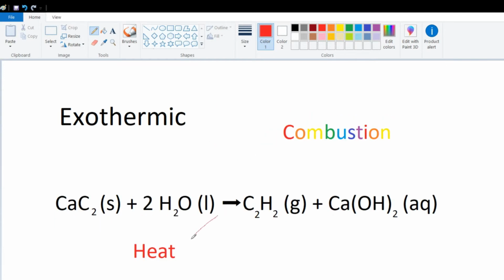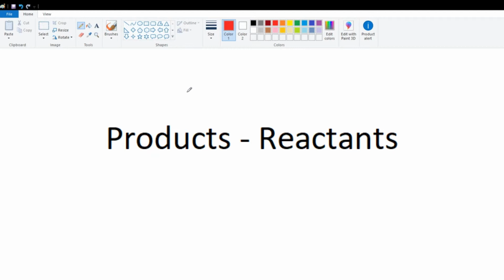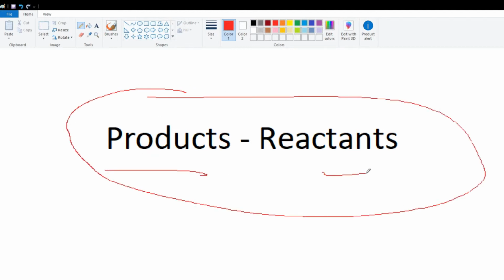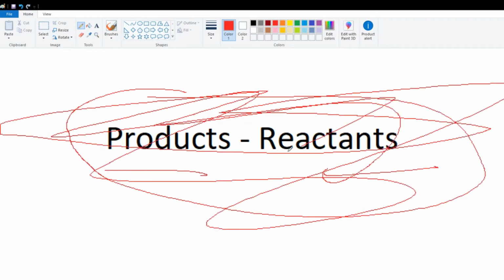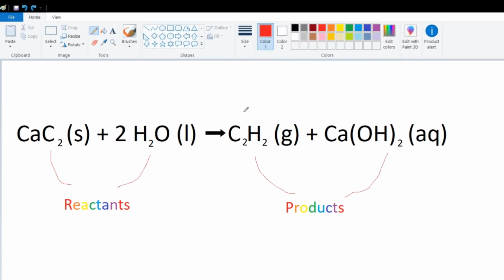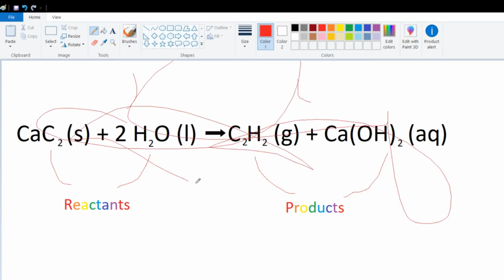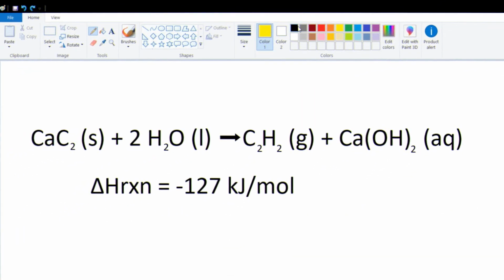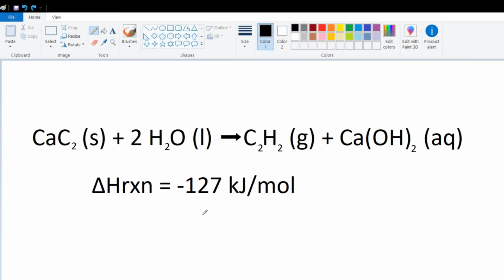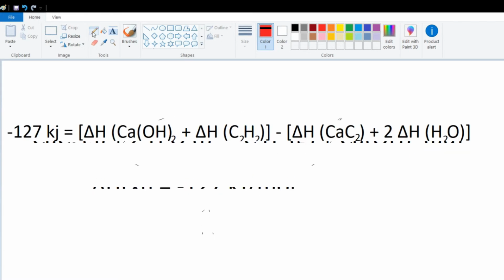The combustion reaction of calcium carbide and water releases the heat in the reaction, meaning it's an exothermic reaction. To solve for the delta H of calcium carbide, we use the equation products minus reactants, as we mentioned earlier. We can see that calcium hydroxide and acetylene gas are the products, while calcium carbide and water are the reactants. We know that the delta H for the reaction is negative 127 kilojoules per mole.